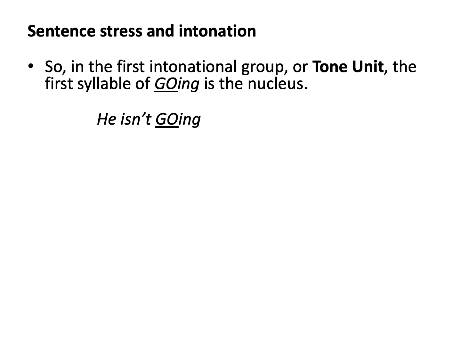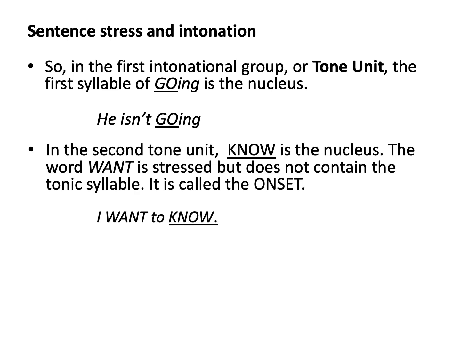So in the first intonational group or tone unit, the first syllable of going is the nucleus. He isn't going. You can also say that go receives sentence stress. In the second tone unit, no is the nucleus. The word want is stressed but does not contain the tonic syllable. It is called the onset. I want to know. So the intonation basically starts with no.